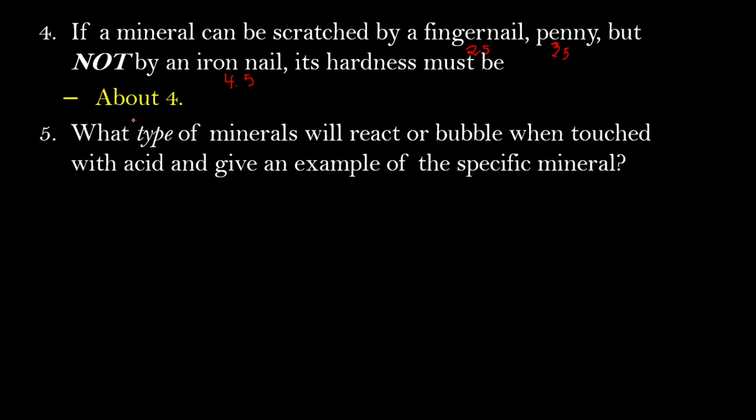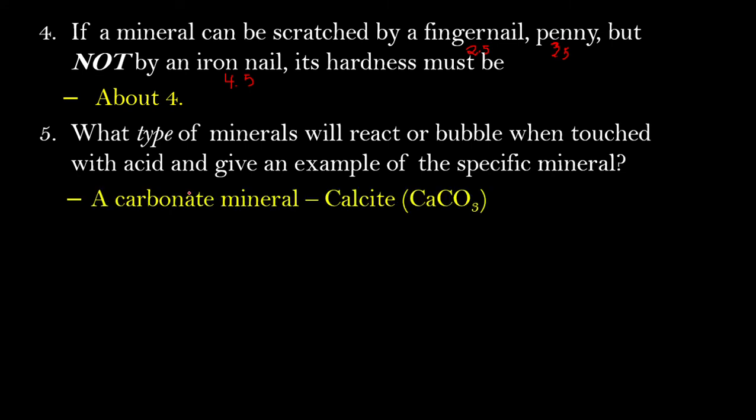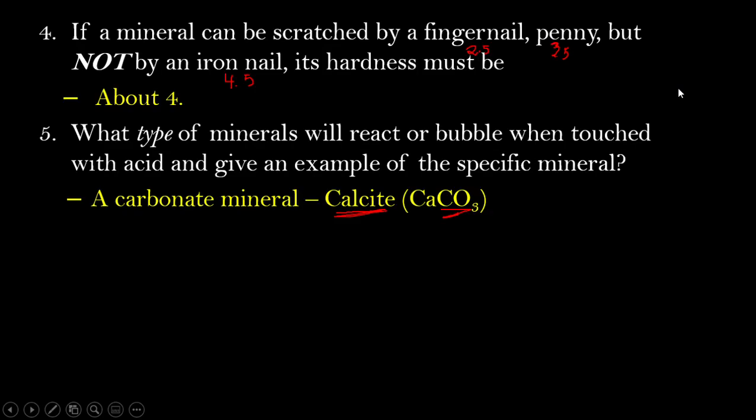And lastly, number 5, what type of mineral will bubble or react when touched with acid? And I wanted you to give me an example. We call these carbonates. So a carbonate mineral has to be made up of the mineral calcite, so calcium carbonate. Those are your minerals. Again, answers right from the reference tables. So that takes us to the end of part B, much shorter.